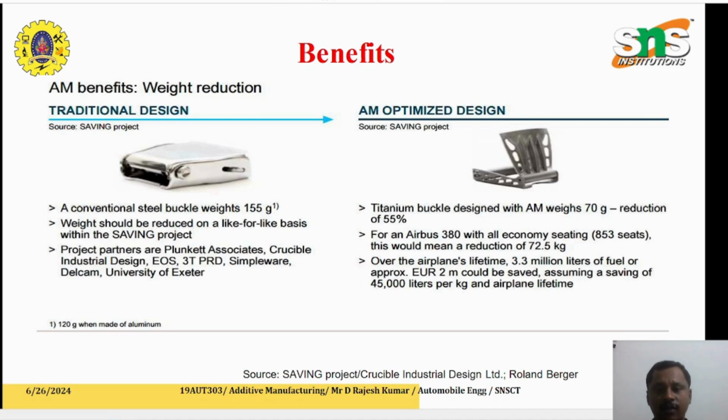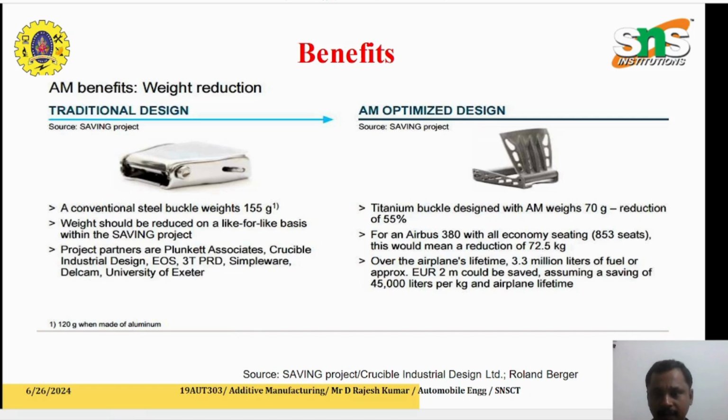Here for an Airbus, there are Airbus 380 with all economy seating of 853 seats, right? This would mean a reduction of 72 kg. So this is the precision achieved in additive manufacturing when compared to other manufacturing processes. Then you can see the project partners are Plunkett Associates, Crucible Industrial Design, EOS, 3T PRD, Simpleware, Delcam, University of Exeter.